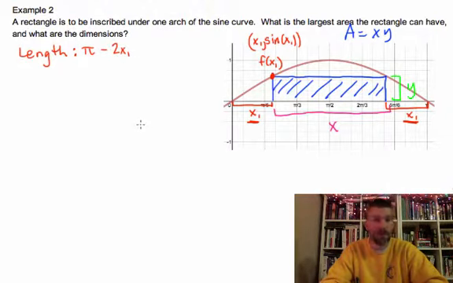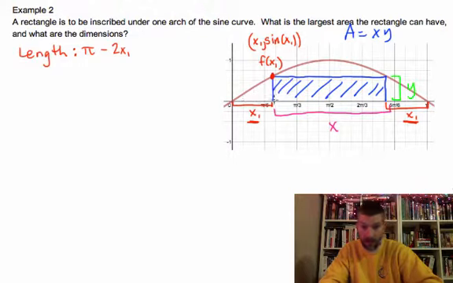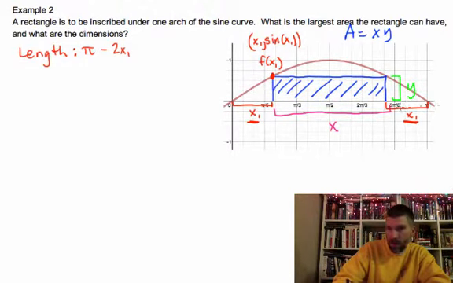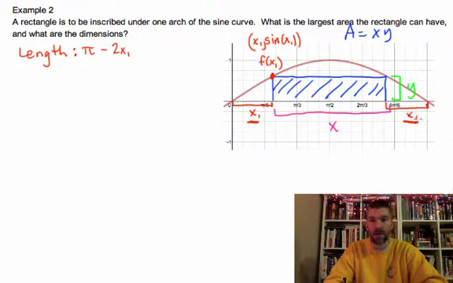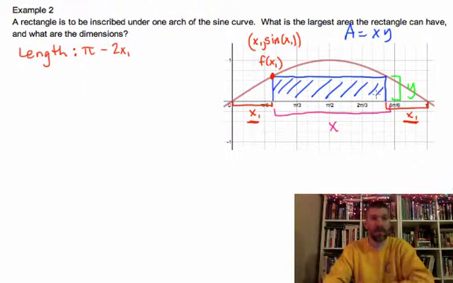Okay, 2x. Why? Because I've got x number of units here that I'm going to take away and come in to start creating my rectangle, and I've got that same number right over here on this side. Whatever I move in from the 0 to get into my rectangle is going to be the same distance I move in from my pi to start my rectangle, and if I move that same distance twice, that's 2x. Okay, that's my length.